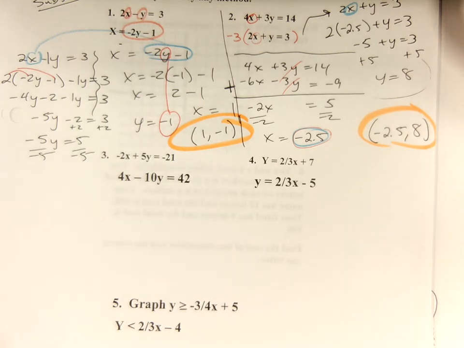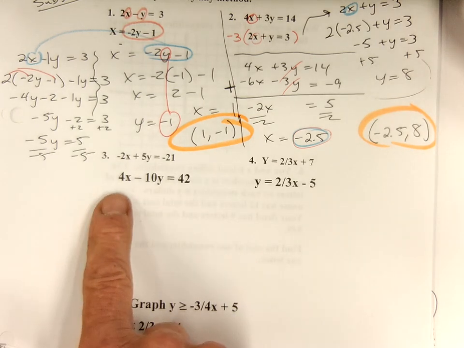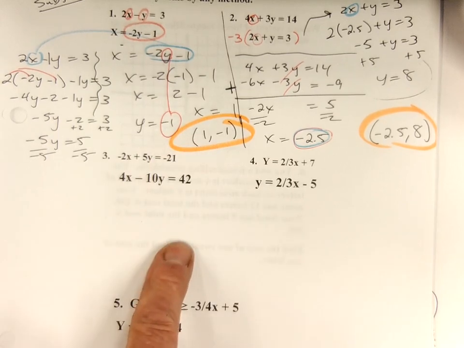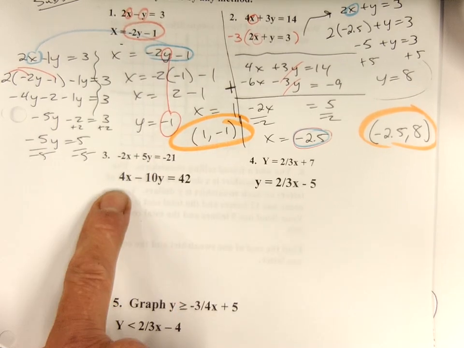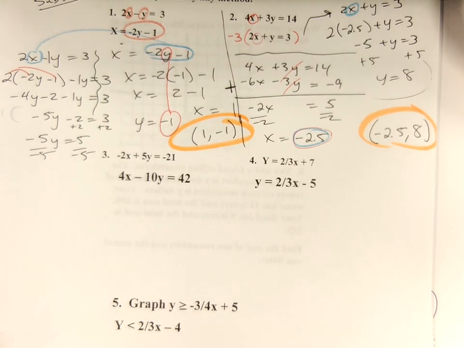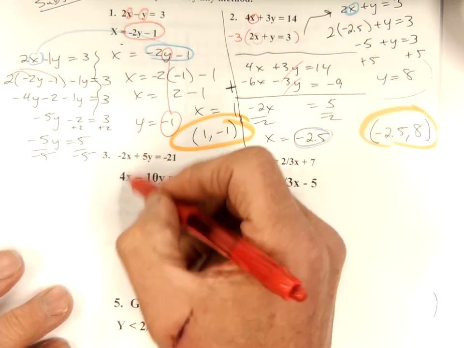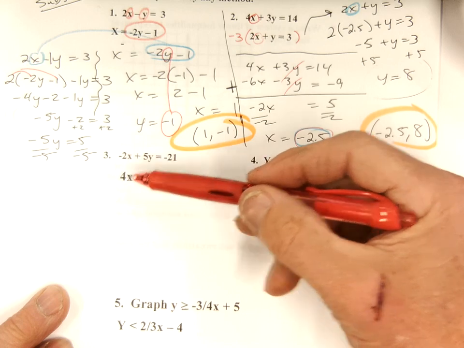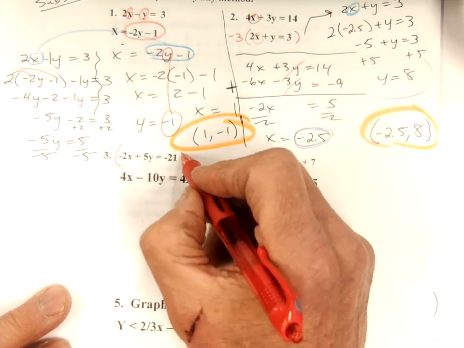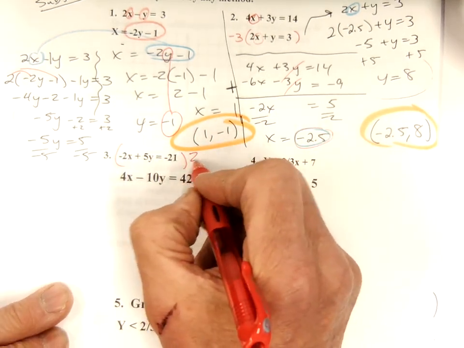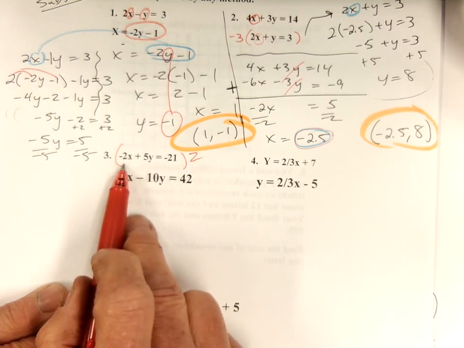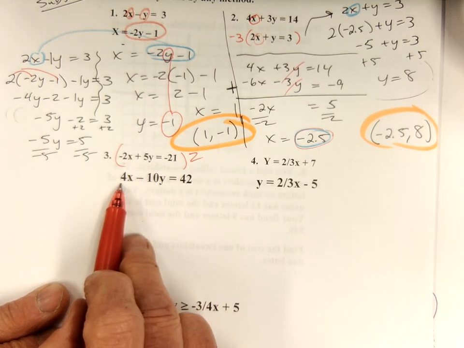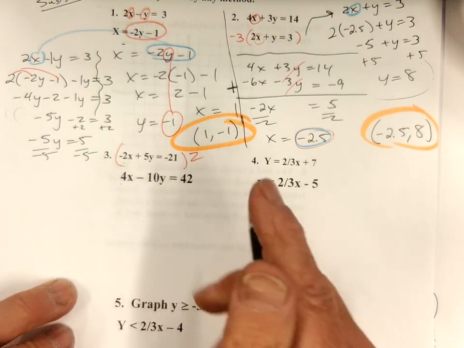Okay, number three. Well, I'm going to do elimination again. Things are lined up pretty good. Let's see. What if I multiply this one by, see the x's? What if I make that a negative 4x? 4x, that'll be nice. Okay, so I'll multiply this one by a 2. If I multiply the whole equation by 2, I get a negative 4x, positive 4x. It'll eliminate.